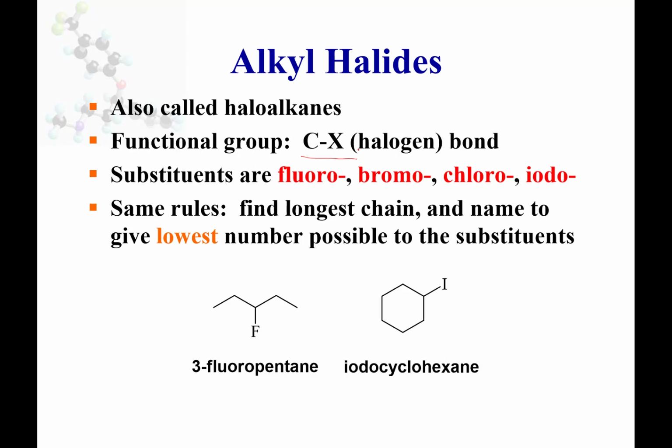You find the longest chain and you assign numbers to give the lowest numbers possible to the substituents. So this particular compound is 3-fluoropentane, because actually either end would give you carbon 3 as having the F substituent, and iodocyclohexane.